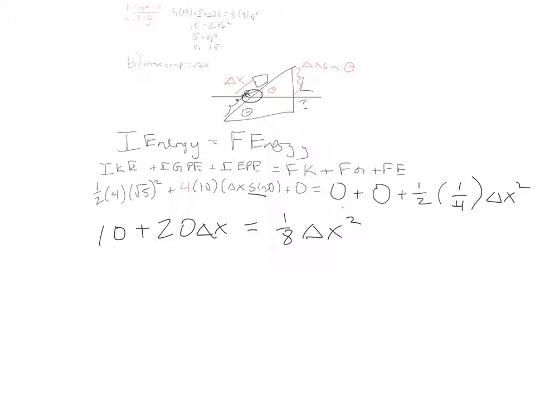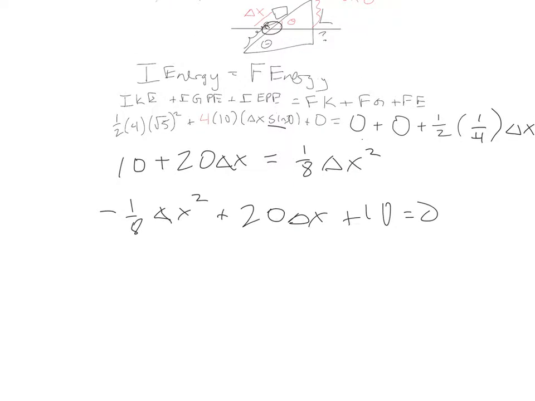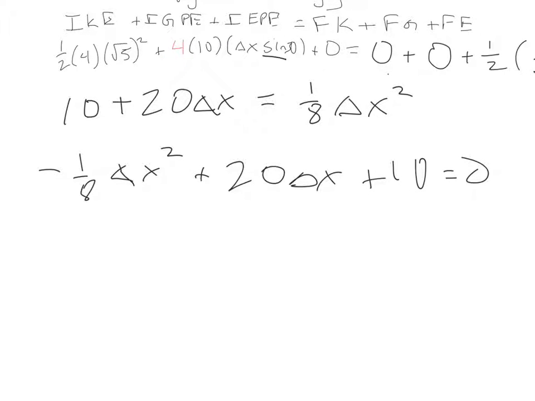Now what we're going to do is get all of these to one side of the equation. I'm just going to subtract the eighth delta x squared over. So negative an eighth delta x squared plus, and I'm going to reorganize this to be 20 delta x plus 10 equals 0. Now this might start ringing a bell. If it doesn't, that's totally okay. But this is in the quadratic formula, in the format ax squared plus bx plus c equals 0, with negative eighth being a, 20 being b, and 10 being c.